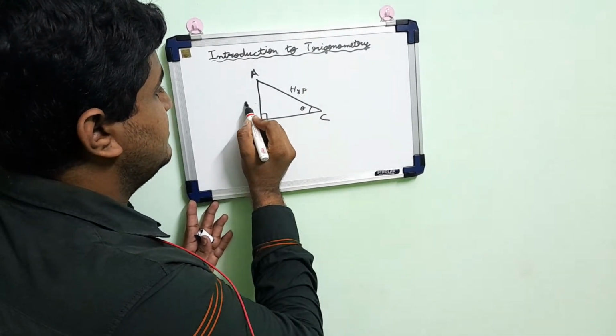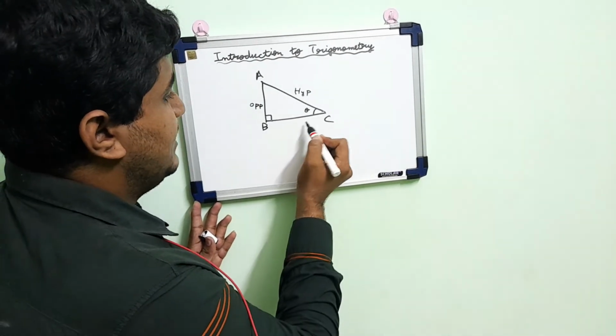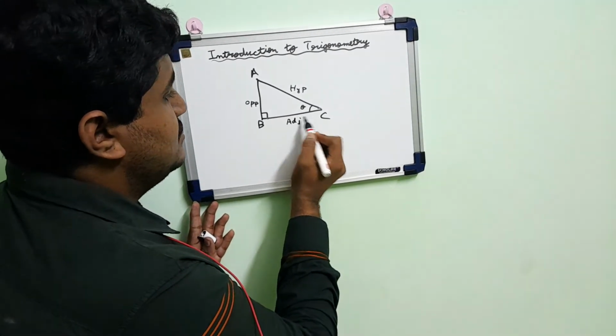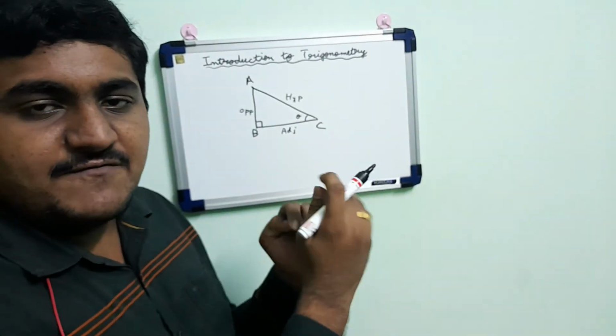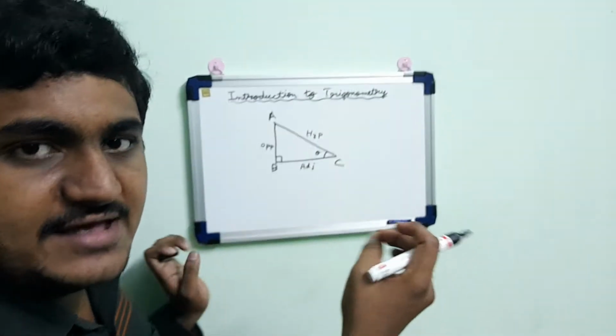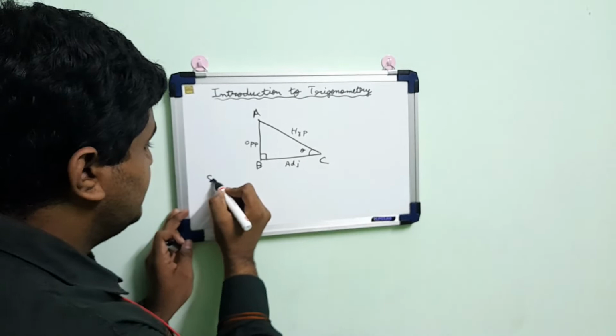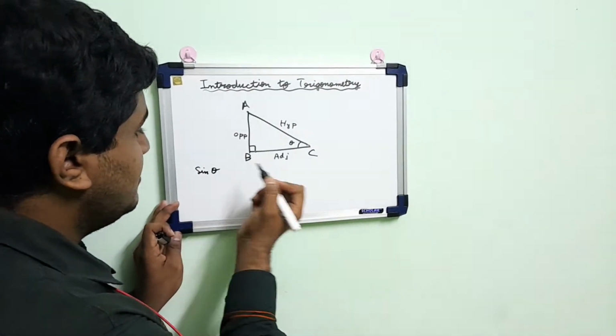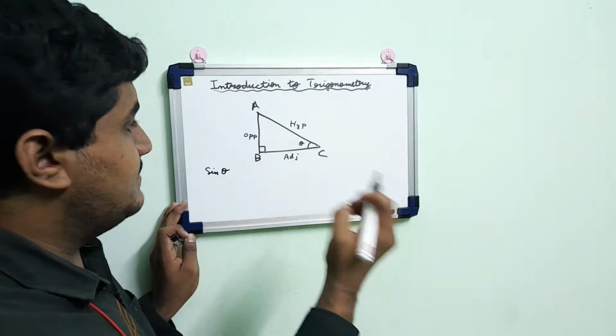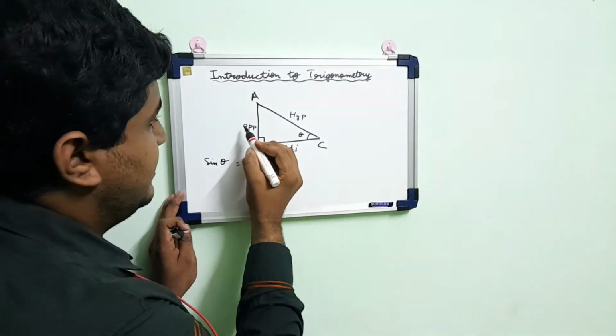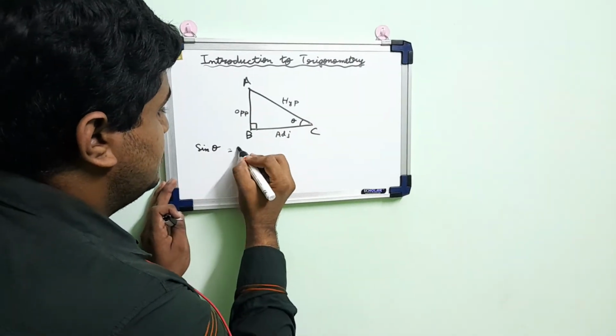Now if we see with respect to theta, the opposite side is AB, and the side which is adjacent to it, BC, is known as the adjacent side. Now we will write the various trigonometric ratios for this angle theta. So first we will see sin theta. Sin theta is denoted as opposite side by hypotenuse.